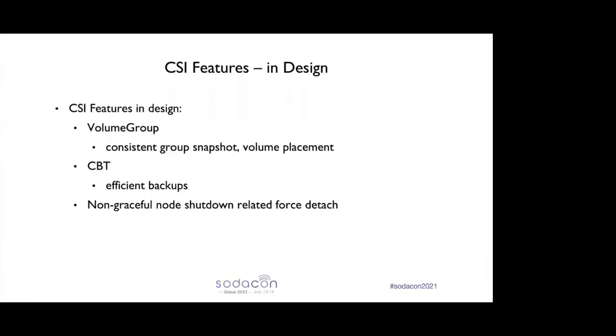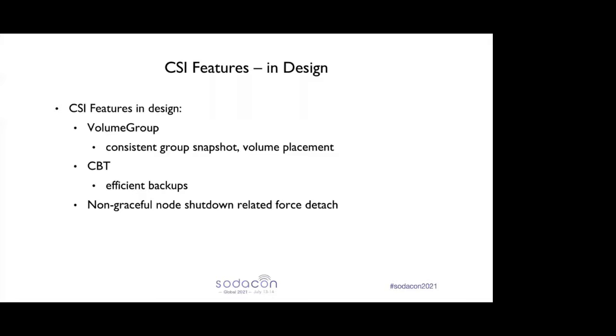I talked about lots of existing CSI features. Here are some features that are still in design phase. The first one is volume group. This is to have a way to group volumes used in the same application together to be able to create a consistent group snapshot. Sometimes users want to be able to take a crash consistent snapshot because application quiescing is not possible or too expensive. Another use case for volume group is to use this for volume placement. This is still in design discussions.